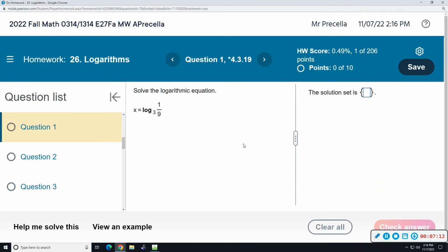It says solve this logarithmic equation. So this is number one. x equals log base 3 of 1 over 9. x equals log base 3 of 1 over 9.